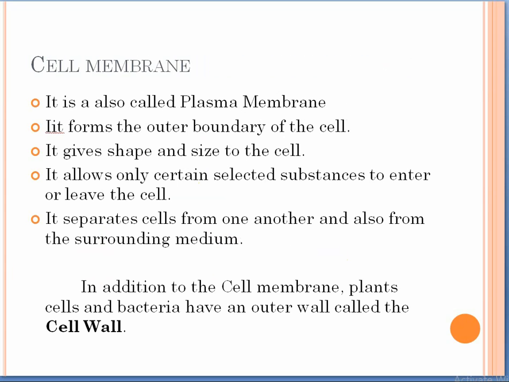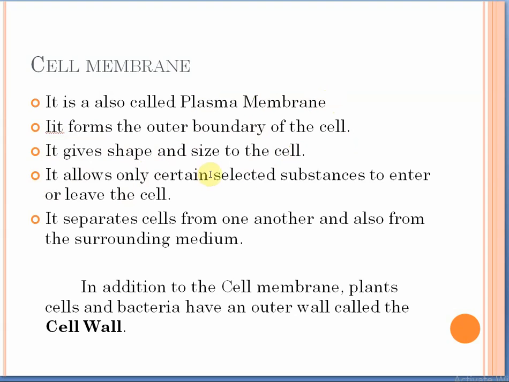First we'll start with the cell membrane. Number one, cell membrane. It is also called the plasma membrane. It forms the outer boundary of the cell. Number three, it gives shape and size to the cell. Because of the cell membrane, there is a definite shape and size of the cell.